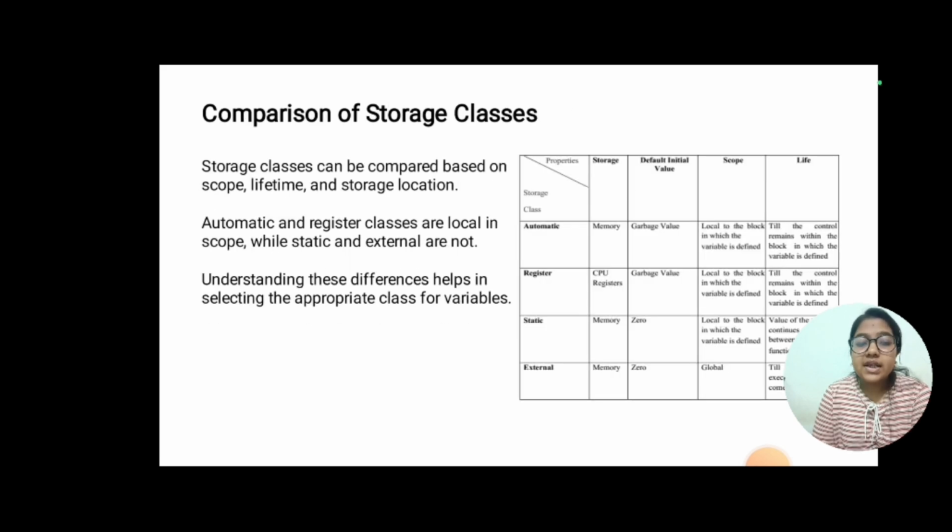Comparison of storage classes. What are the comparisons of storage classes? Storage classes can be compared based on the scope, lifetime, and storage locations. Automatic and register classes are local in scope, while static and external are not. Understanding these differences helps in selecting the appropriate class for our variables.